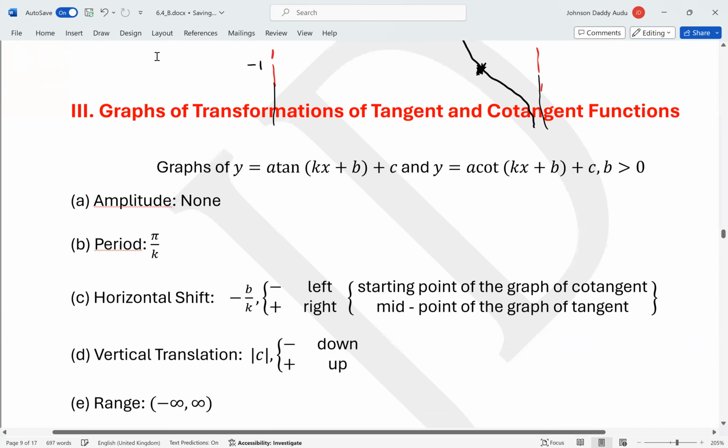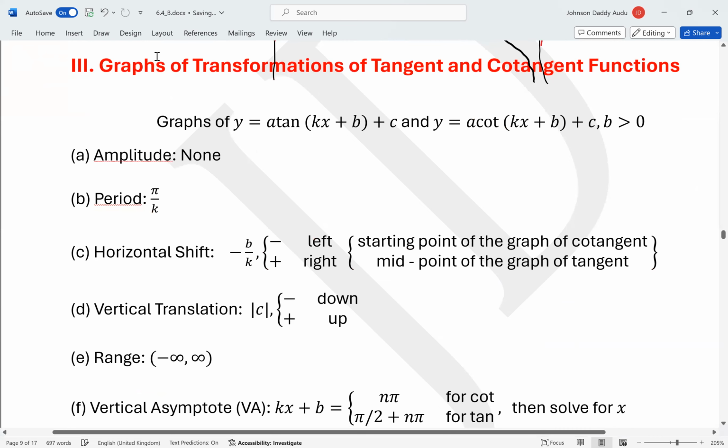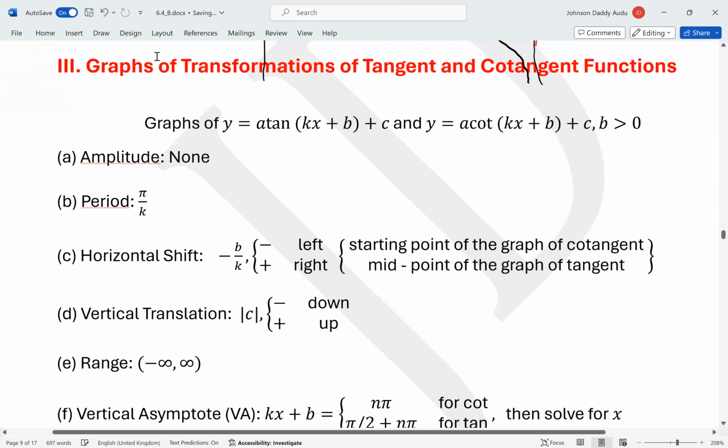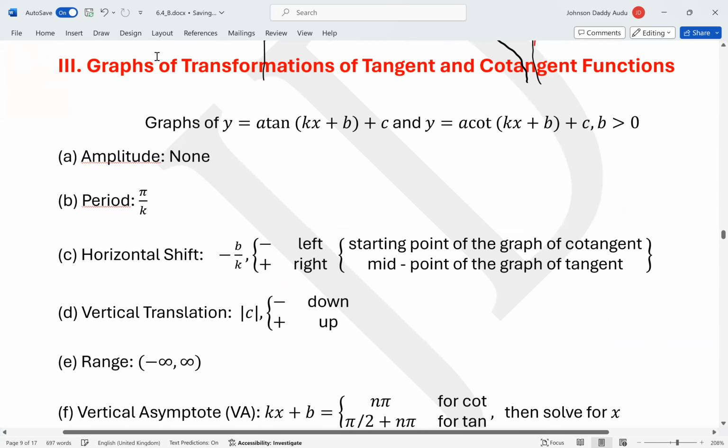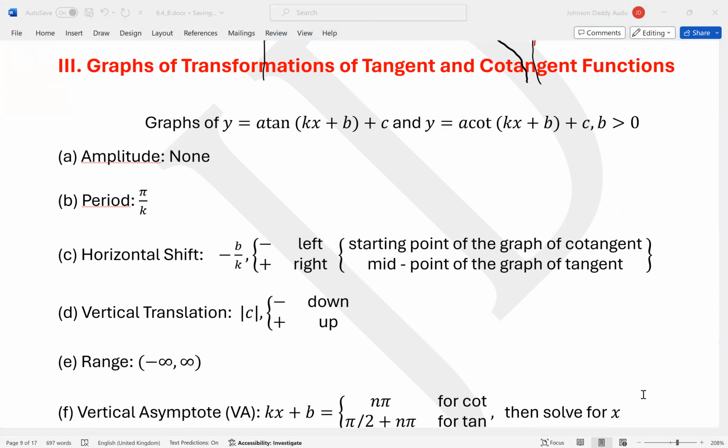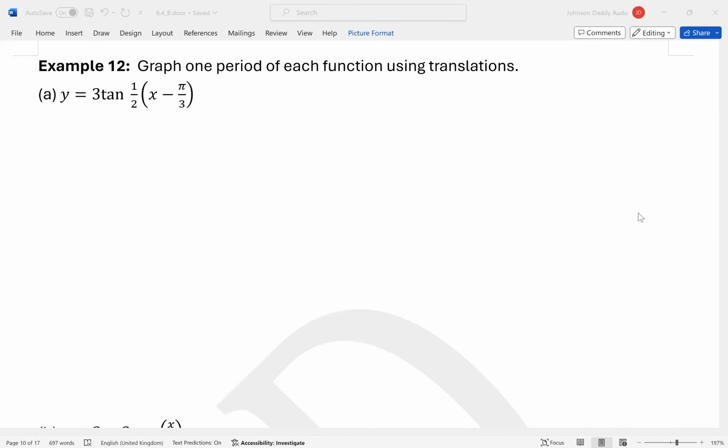All right, so the next one is going to be transformations when we also have a vertical shift as well as a horizontal shift. So here now we'll be looking at graphing equations where you have a vertical and a horizontal shift. So it's still going to be the same procedure.